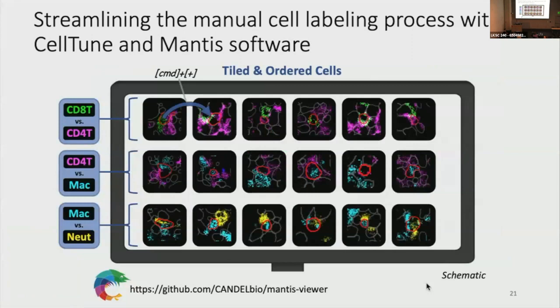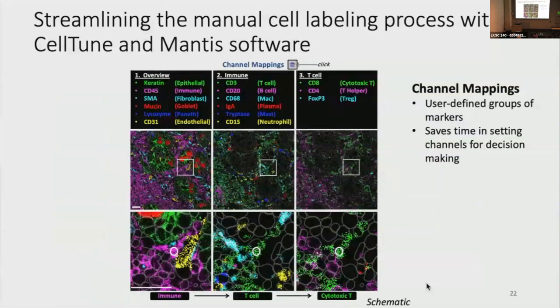And then the second thing is we've tiled and ordered the cells so that the same confusions come up in a row. So you're just going through a bunch of CD8, CD4 confusions at first, then you switch to CD4, T, macrophage, etc. And this way we minimize the amount of time you spend changing the different proteins which are visible, since we can only see 7 at a time. And lastly, we added channel mappings, which are just user-defined groups of markers that can come up all at once by just selecting them. So this saves us a lot of time in setting the channels.